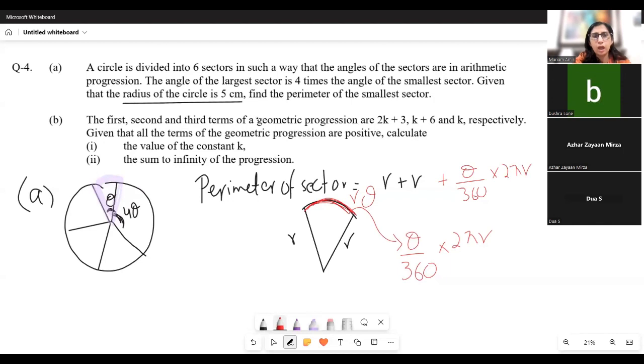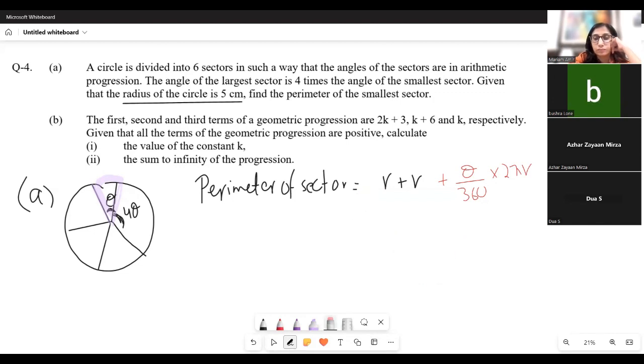So we need to know what R is. R is 5, but we need theta. How do we find theta? We know the sum of all the angles in a circle. That's the sum of 6 equals 360. Yes, S6 equals 360. That is correct. All right. Now we know the first angle, which is theta. We also know the last angle, which is 4 theta.